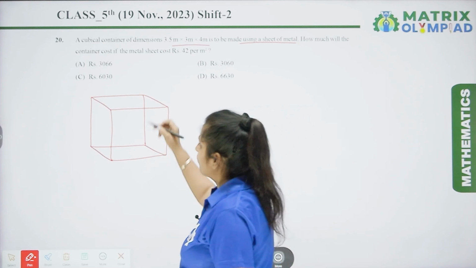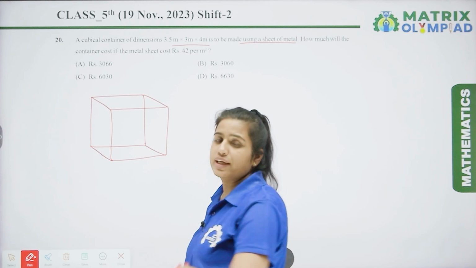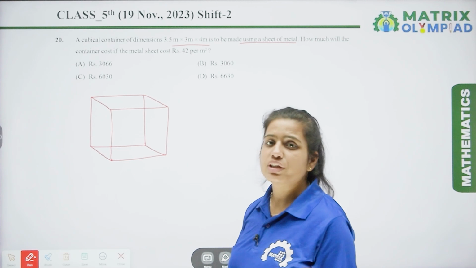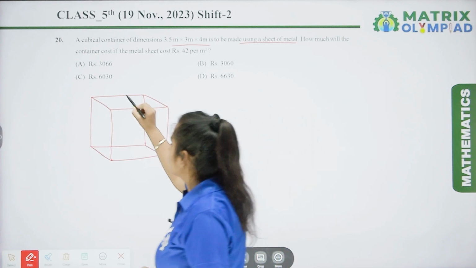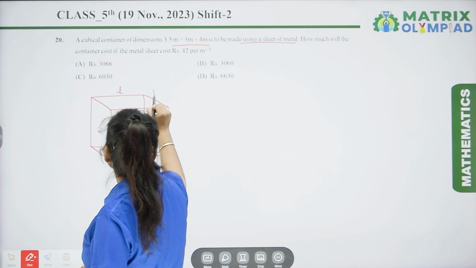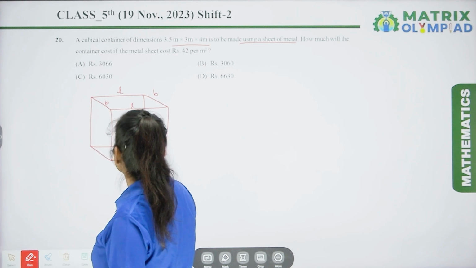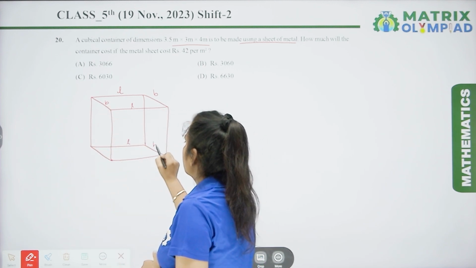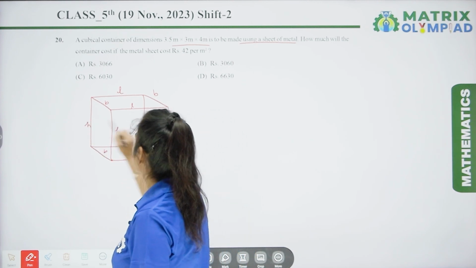Here we have to find all the faces of this cuboid, so the area of the faces. In a cuboid we have 6 faces. First of all we are going to find the area of these faces. This is length and breadth, and the top and bottom will be the same. This is the height of the cuboid.